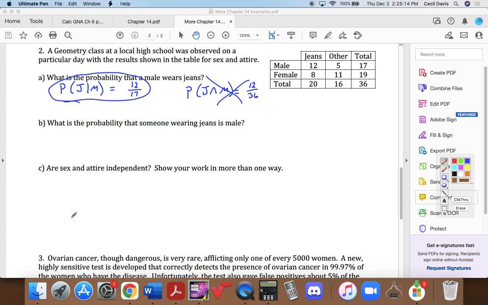I want more representation. Petition to change the second one to female. Someone wearing females is male? That's a little weird.